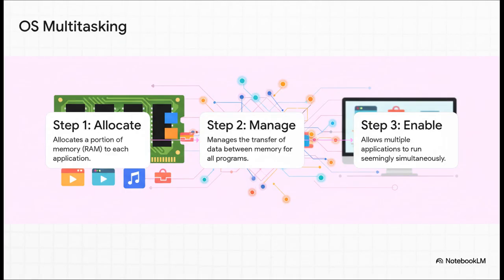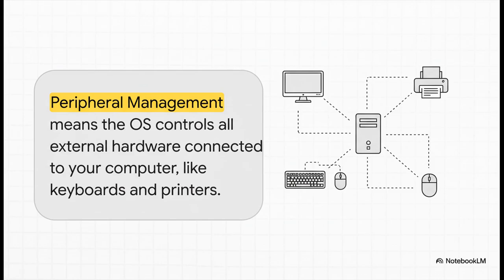So here's how the OS pulls off this juggling act. First, it chops up the computer's memory, the RAM, and gives each running program its own little space to play in. Then, it's constantly managing the data moving in and out of that memory for every single program. And that's what creates the illusion that everything is running at the exact same time without any of them stepping on each other's toes.